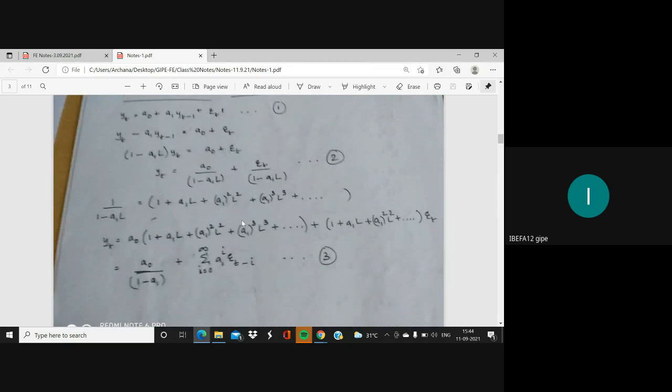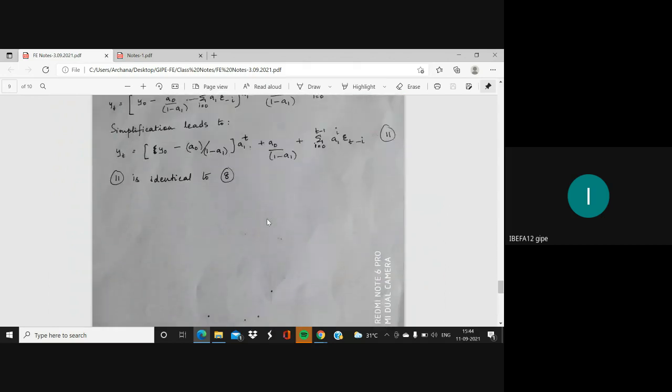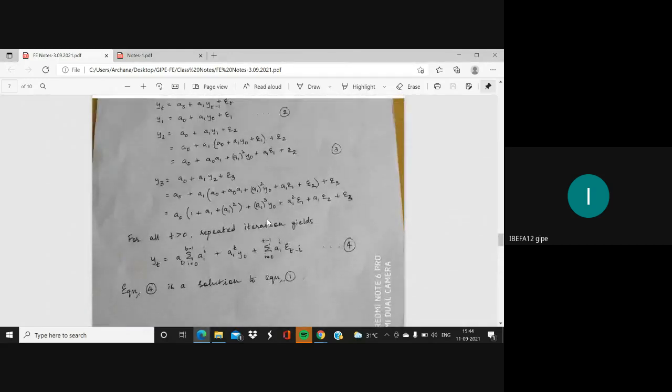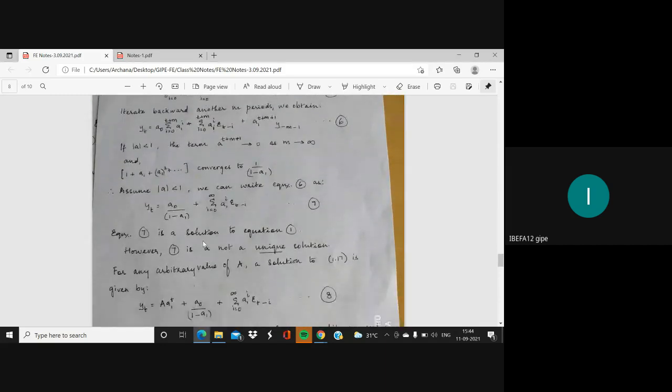This infinite sum just converges to a0 by 1 minus a1. If you look at the previous derivations that we have done, that was the solution that you ended up with for the difference equation. Let me show you. If you look at this part, which then reduces to, if you assume that a1 is less than 1, then you end up with this.